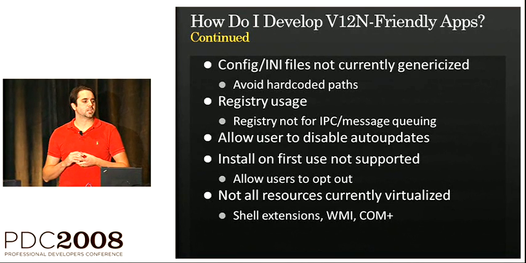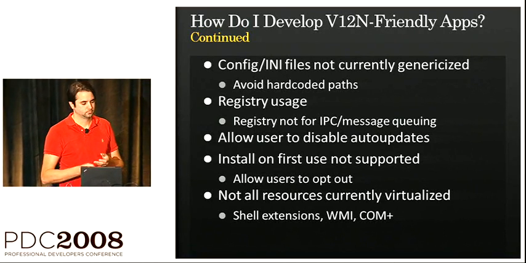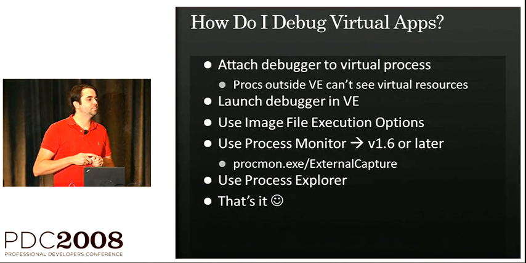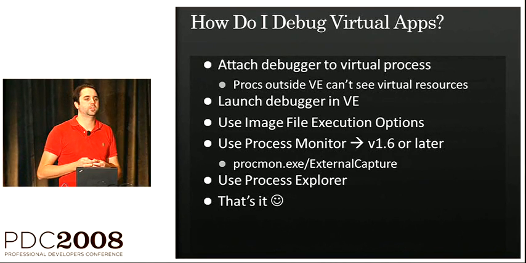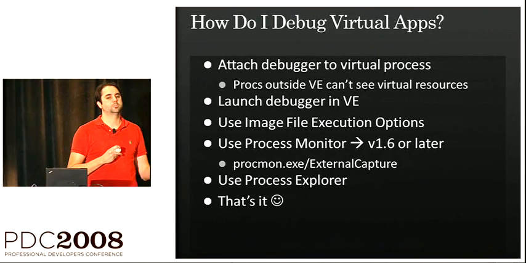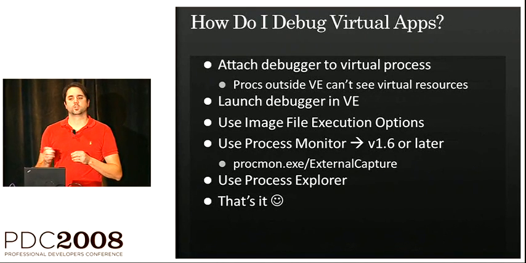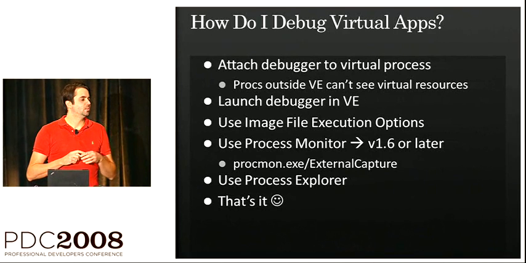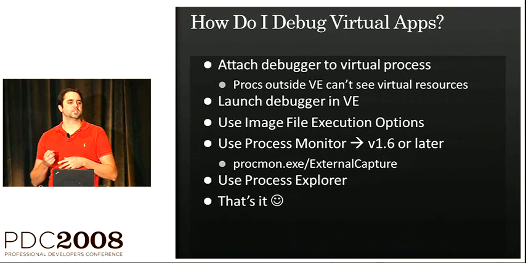So if you have shell extensions and you virtualize the application, then they're not going to appear. Debugging. The funny part about debugging is there's really not a lot to debugging a virtual app. Pretty much all the standard things tend to work. You can attach a debugger to it. You can use image file execution options. You can run the debugger inside the virtual environment or outside the virtual environment. I'm not going to get too much into it, but there are some subtle differences.